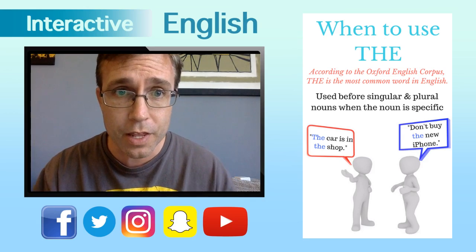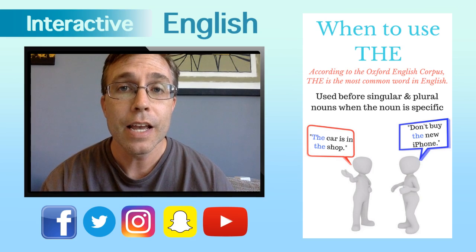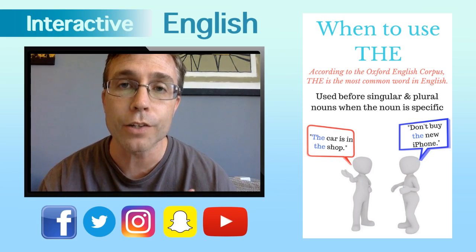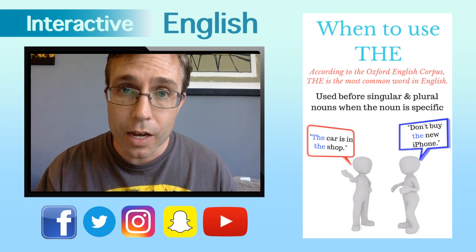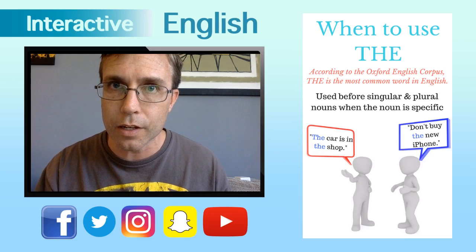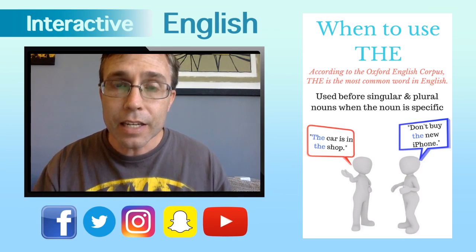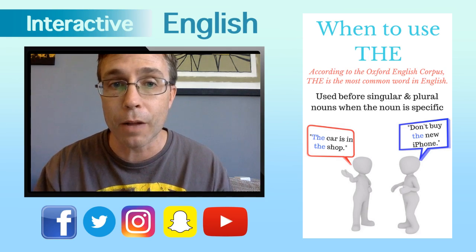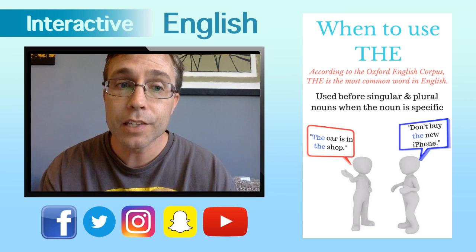Now, we use the before singular and plural nouns, and this is the key thing when we want to talk about something specific. So the articles, we use them before nouns, and it kind of shows the relationship of this noun and kind of gives us more information about the noun. So we're using the when we're talking about something specific.